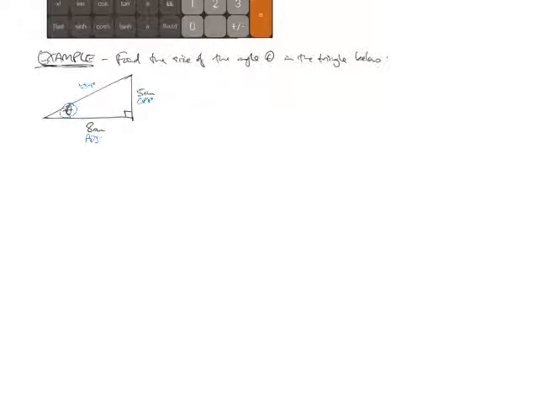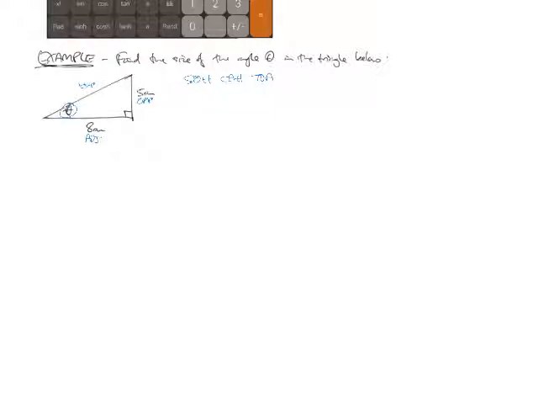So we need to have 2 side lengths that we know, and it needs to be a right angled triangle. All those conditions are met. So we just need to work out what ratio involves the known sides. So SOH CAH TOA.